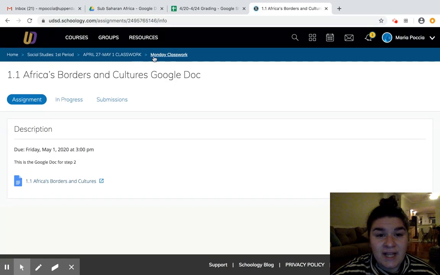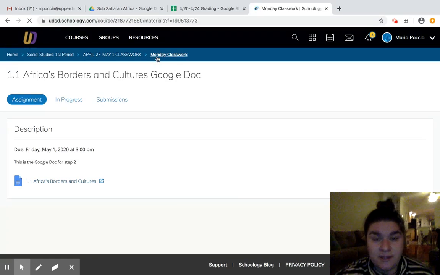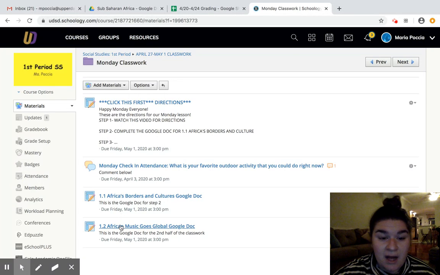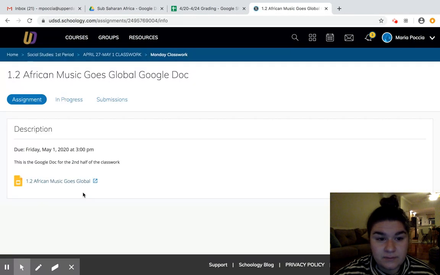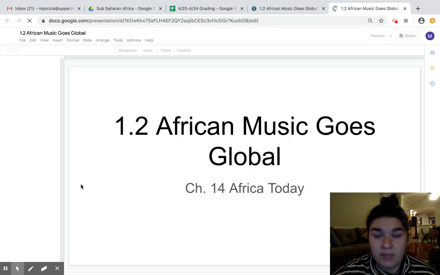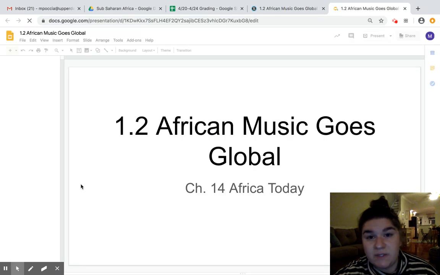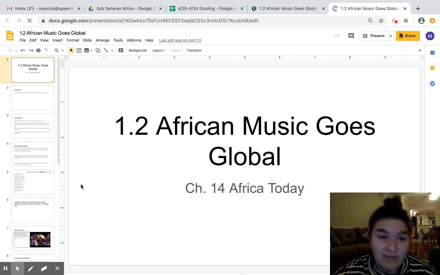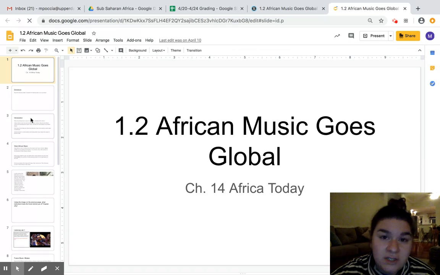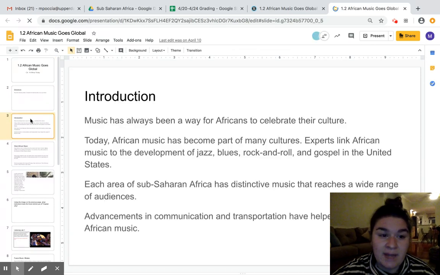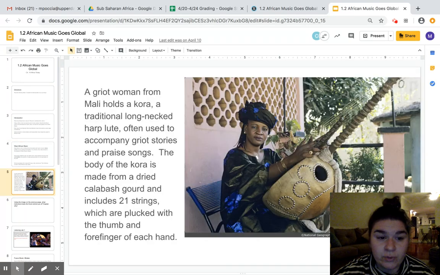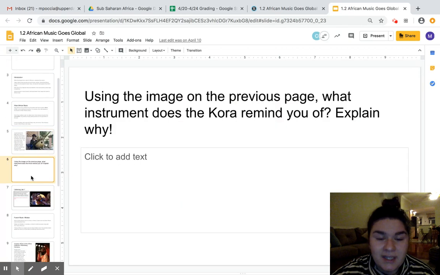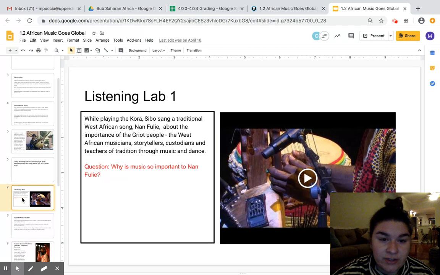And then the second one, which is found in the Monday classwork folder, is about African music. And this one is a Google Slides. And we did something similar in our European unit where we did a listening lab with European music. And we're going to be doing that again with African music. So I took the text from the textbook and shortened it and put it into the Google Slides. So you'll read through, look at some photos, and answer some questions, and then you'll go to a listening lab.